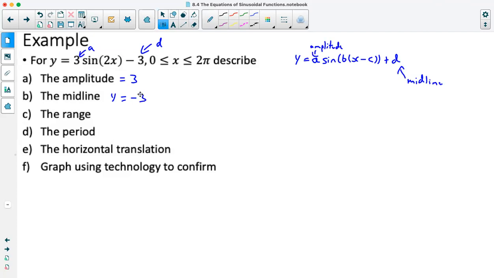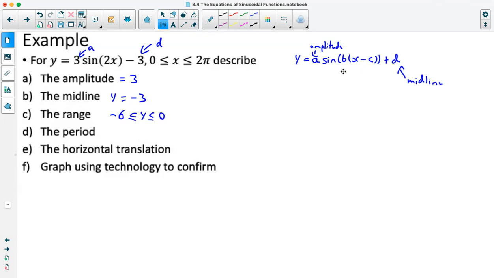Now our range, we can use our midline and amplitude to figure out. Our minimum point is going to be 3 units, which is our amplitude, less than our midline. So -3 minus 3 will be -6. Our lowest point should be -6, and that's less than or equal to y, which is less than or equal to our highest point. Our highest point would be -3 plus our amplitude, so that would be 0.